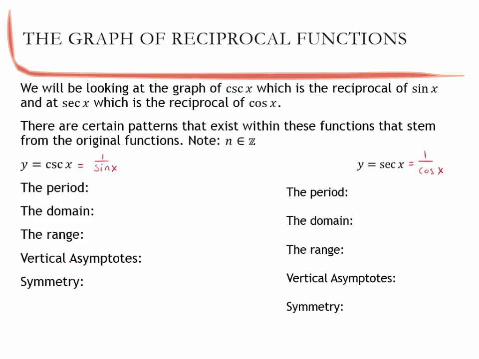So let's first talk about the period. The period for cosecant of x is 2 pi, as well as secant of x. The domain is all real numbers, but for this one, we have a situation where it cannot be 0, because 1 over 0 is undefined. So we have to think, when does sine equal 0? Well, sine equals 0 at every pi value. So we're going to say n pi.